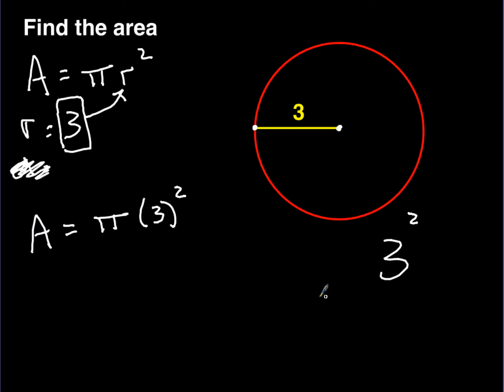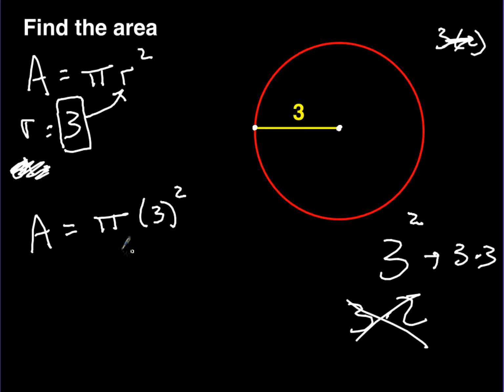3 squared is not 3 times 2. That's not what it is. Otherwise, I would have just written 3 times 2. This is an exponent right here. This exponent means I multiply the base by itself 2 times. So this is the same thing as 3 times 3. So when I'm simplifying this formula, I do my exponents first. 3 times 3 is 9, and then I bring down the pi.